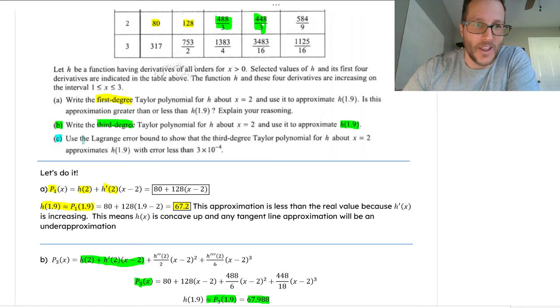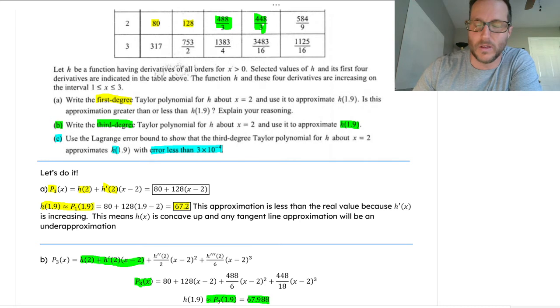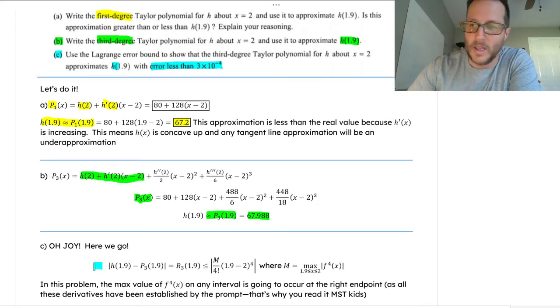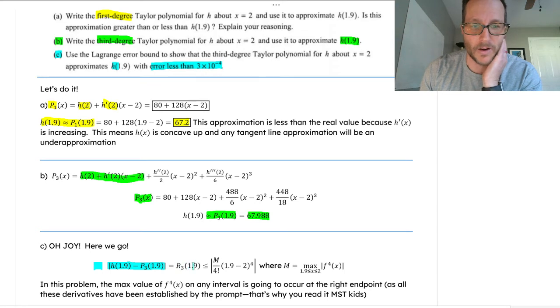Okay, now, here we go. Lagrange error. All right, look back up there. Use the Lagrange error bound to show that the third degree Taylor polynomial for h about x equals 2 approximates h of 1.9 with an error less than 3 times 10 to the negative fourth. Go. Okay, so I'm just going to state the Lagrange error bound. Back to that box, the difference between the real value, h of 1.9, and the third degree Taylor polynomial at 1.9, that's the exact error. That's equal to the third degree remainder at 1.9.